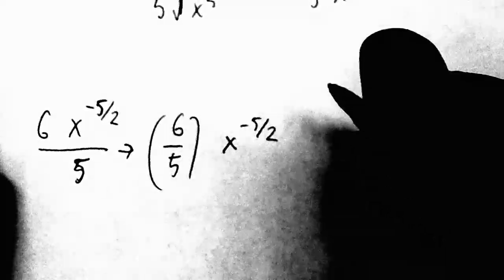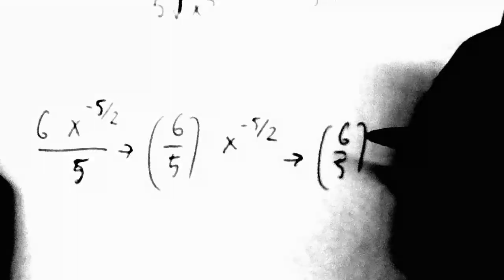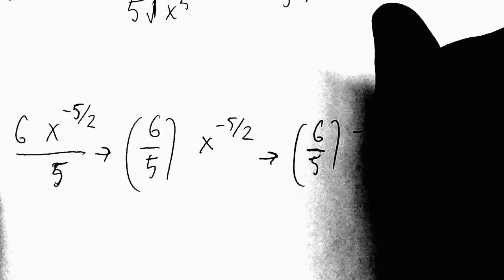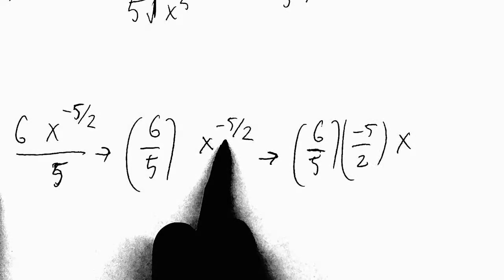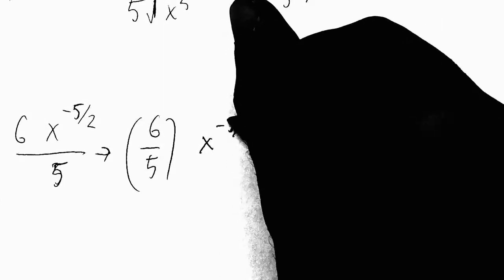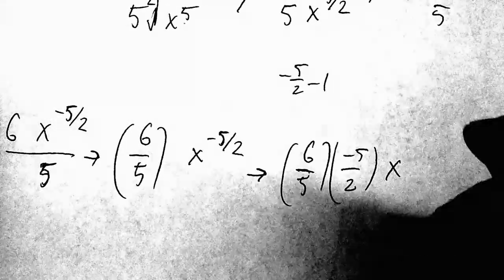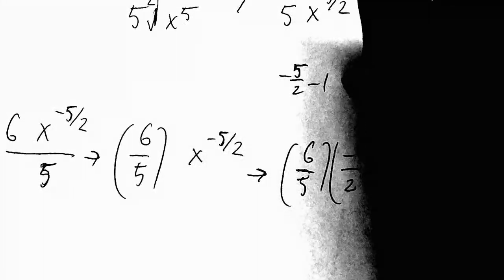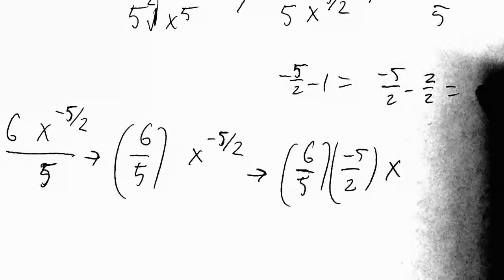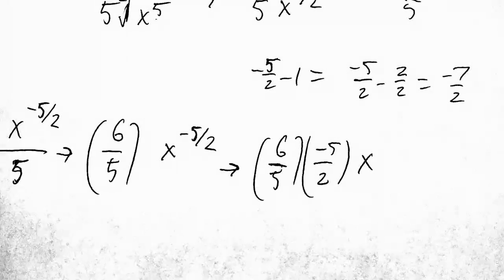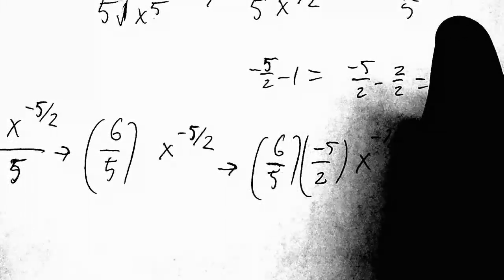So let's apply the power rule. We're going to leave the 6/5 out in front. We're going to take that negative 5 halves, put that out in front. And then I'm going to subtract 1 from negative 5 halves. So negative 5 halves minus 1. Like, what is that? Well, negative 5 halves minus 1 is actually the same thing as negative 5 over 2 minus 2 over 2, which is negative 7 over 2. Okay, so this is x to the power of negative 7 over 2.